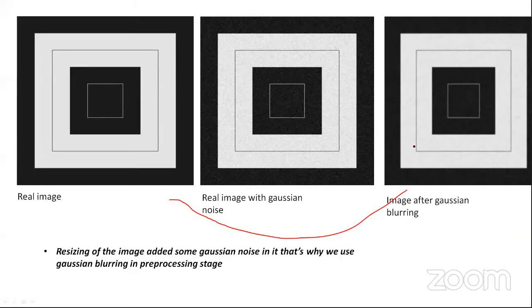Here you can observe some noise as well, but it is far better than this if you compare both of these. So that's why we use the Gaussian blurring. Resizing, that's the point. Resizing of an image added some Gaussian noise in it. That's why we use Gaussian blurring in the processing stage. That's a very important point, and it is asked in interviews also.